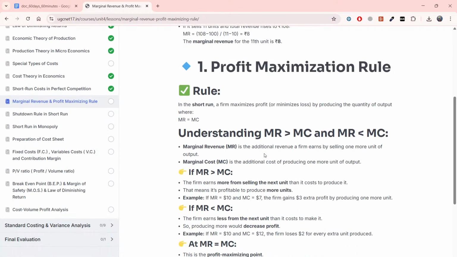So there are different rules that we follow. First is the profit maximization rule. In the short run, a firm maximizes profit or minimizes losses by producing the quantity of output where MR is equal to MC, where marginal revenue will be equal to marginal cost. हम वही produce करेंगे.